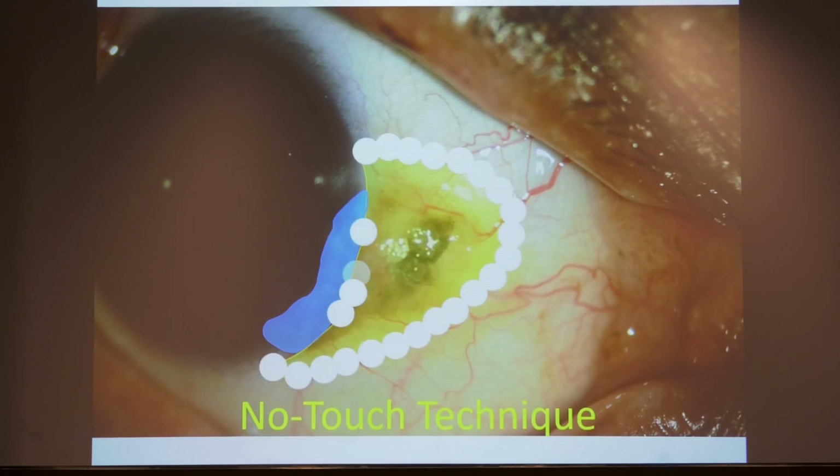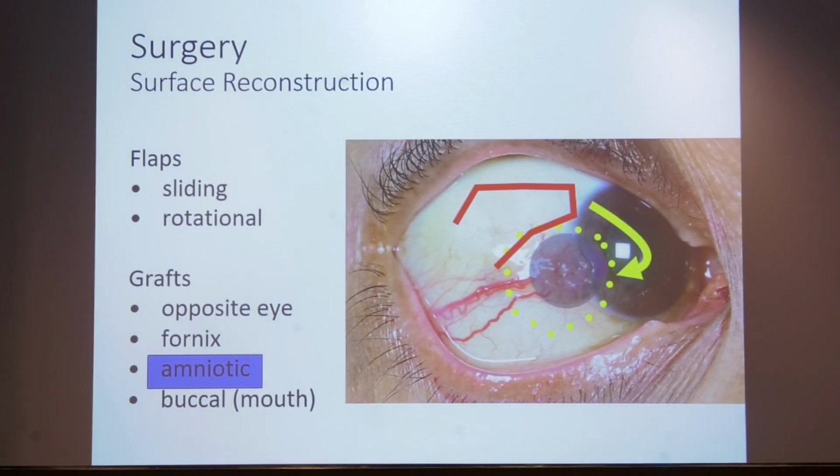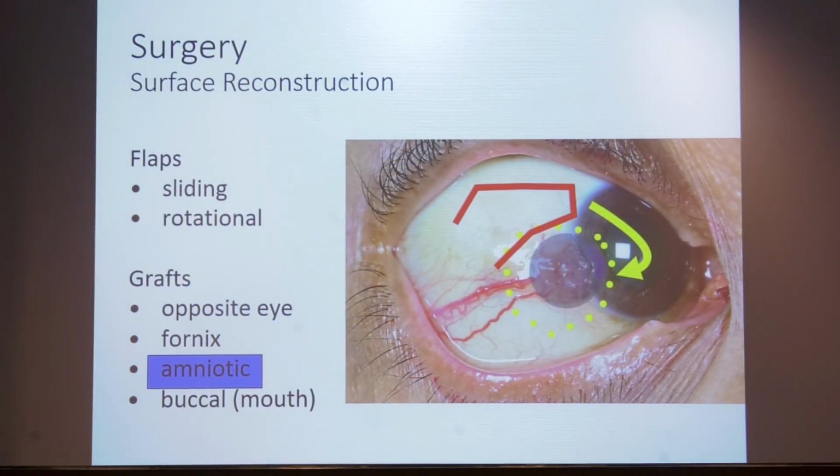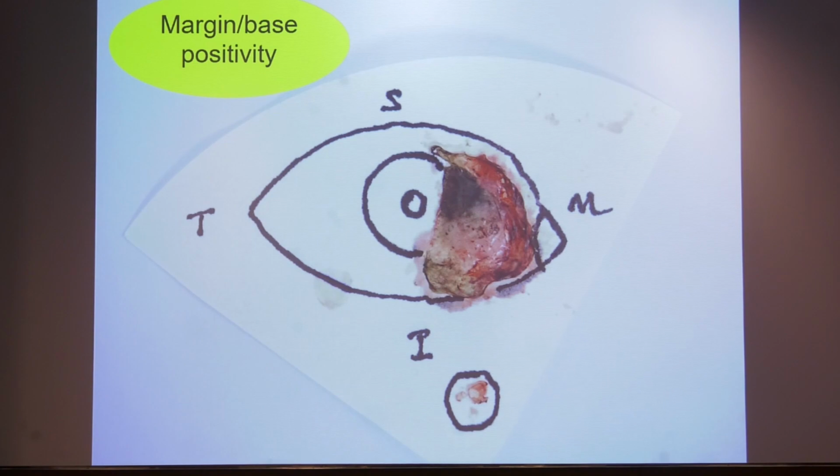The resected conjunctival edge is treated with adjuvant therapy of double freeze thaw cryotherapy, and you can also give some amount of cryotherapy to the base of the tumor, which is generally located at the limbus. And then the reconstruction of the surface can be done either using flaps or grafts, and the graft most commonly used is the amniotic membrane graft.